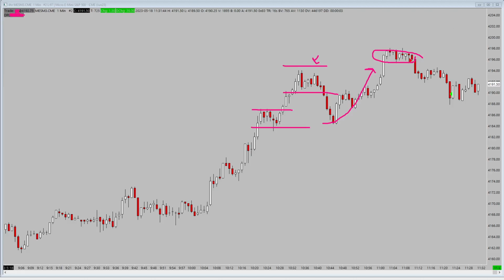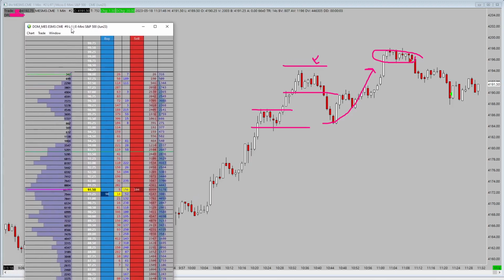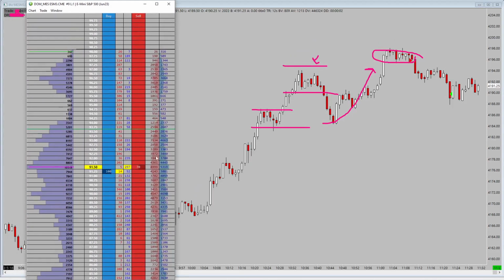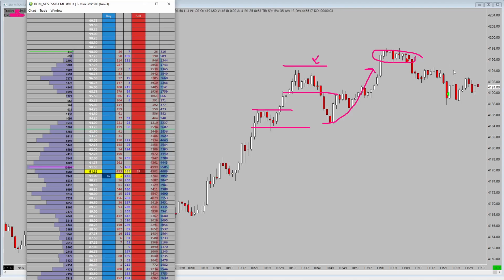Something else, we started rolling out lessons in the room, and that's reading the DOM. Until very recently, I just used the footprint. I like watching the footprint live, but some people find that the DOM is easier to look at what I'm talking about. So there's now videos being uploaded to the site where I go over live tape, right? And I'm going to be doing it for this trade as well.